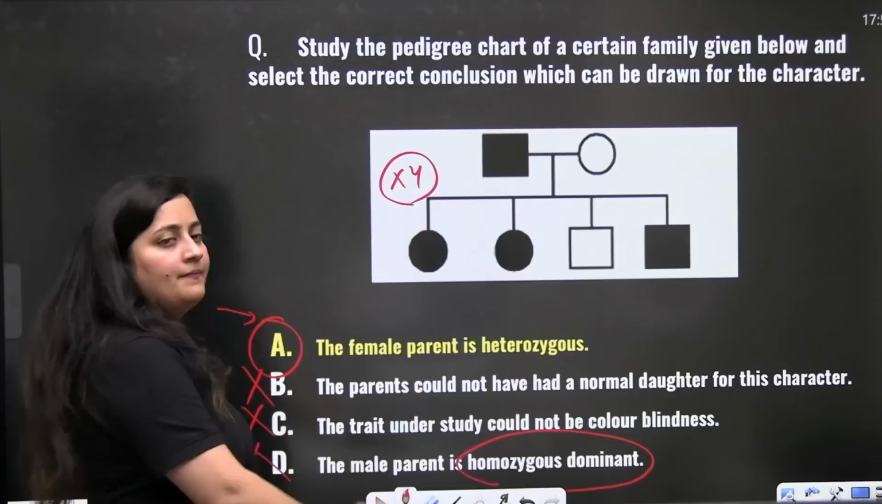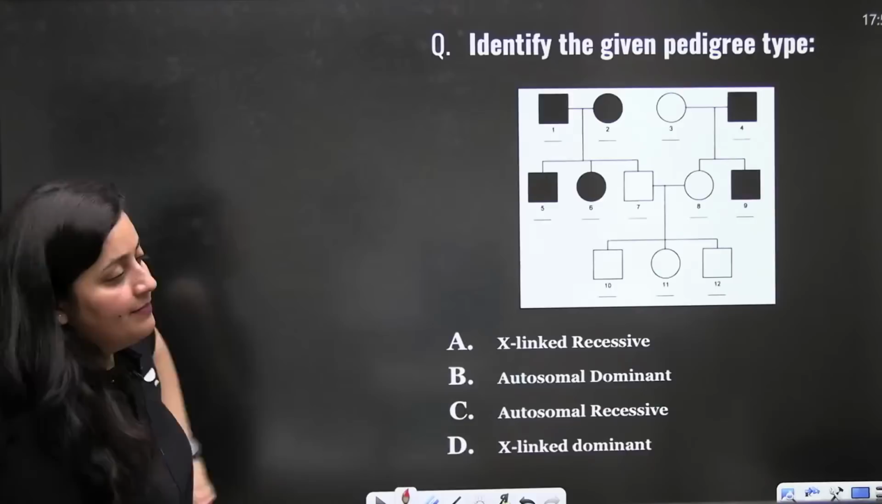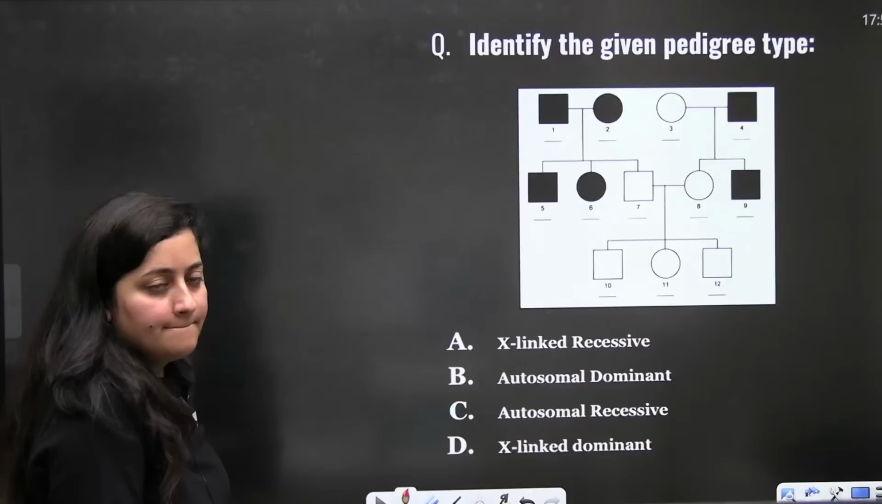Okay, the next question. Identify the given pedigree type. Be quick.